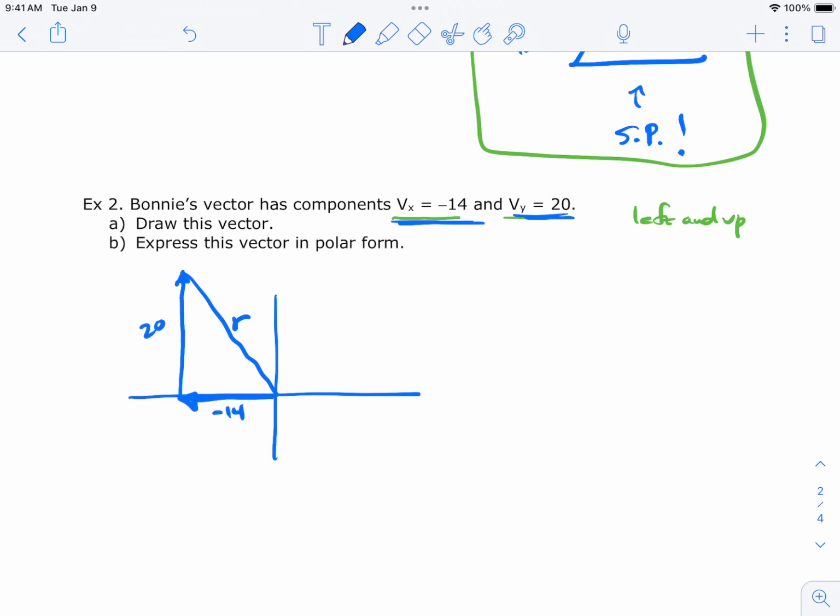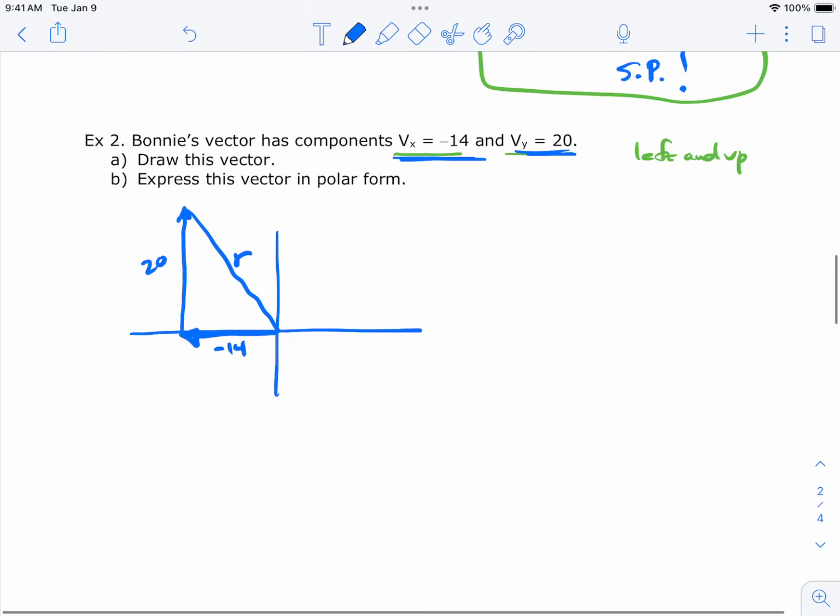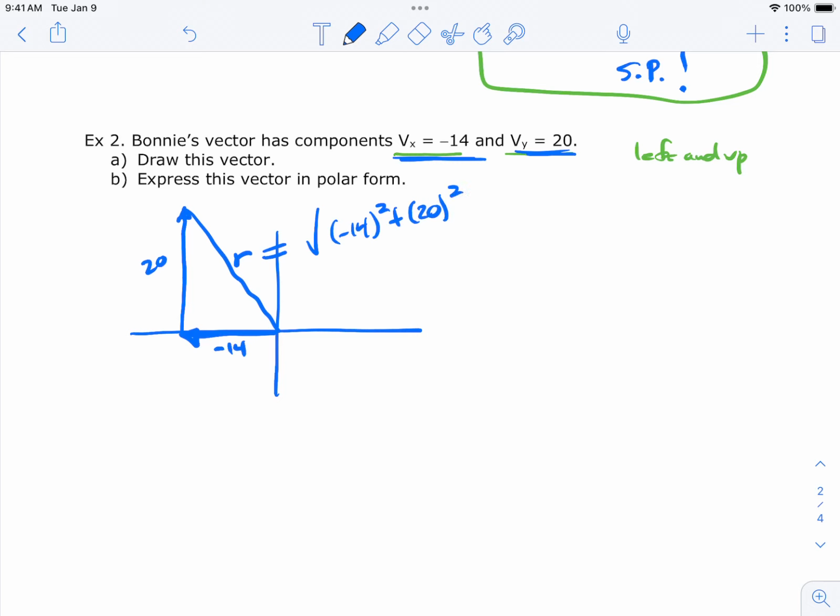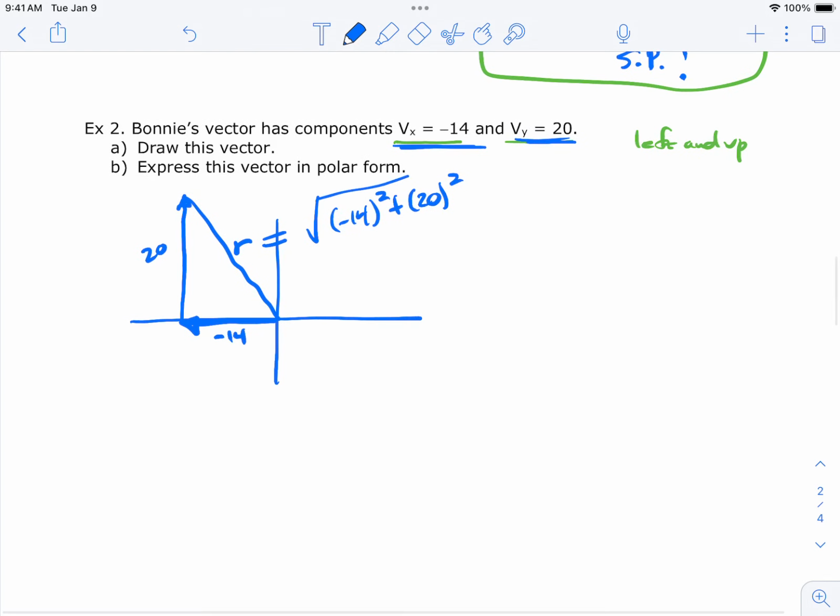We could start solving for R by saying, well, Pythag, right? So you could say negative 14 squared plus 20 squared. You don't have to use a negative 14 because you're going to square it anyway, so it's going to go positive. So, anyway, you end up with, what did I get? 24.41. Let's use a different color. That's how long this vector is.